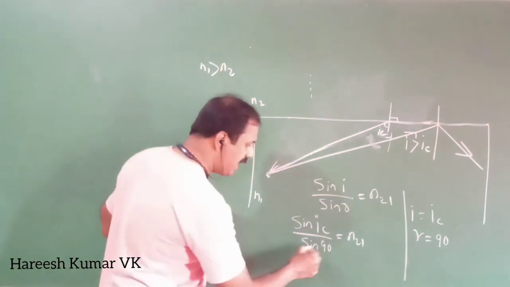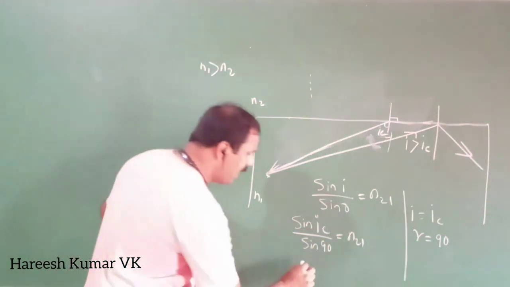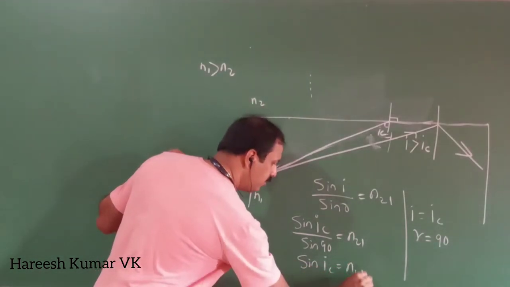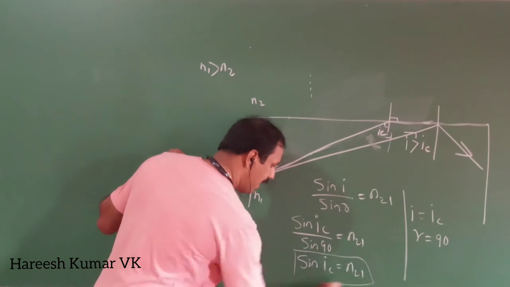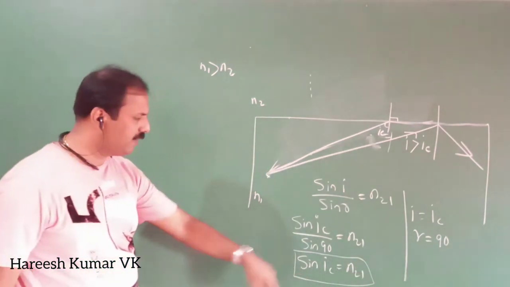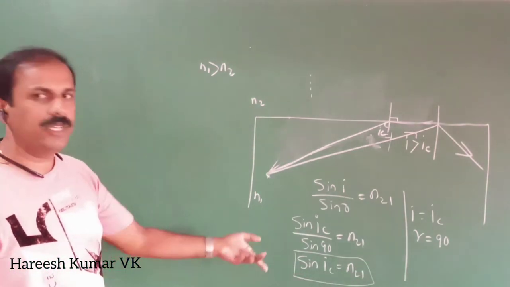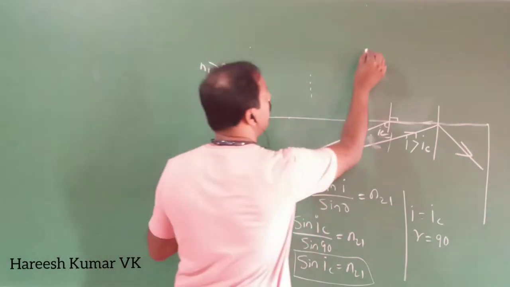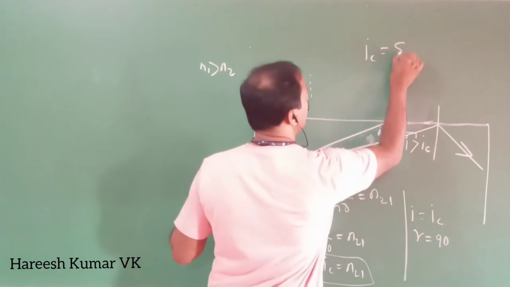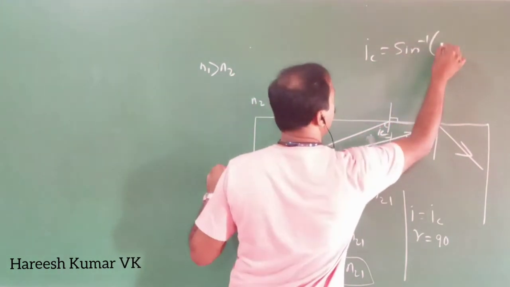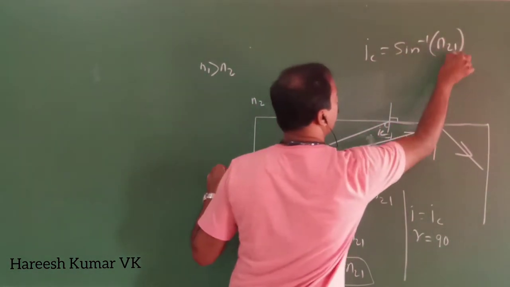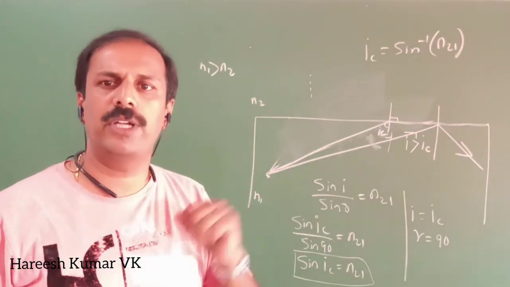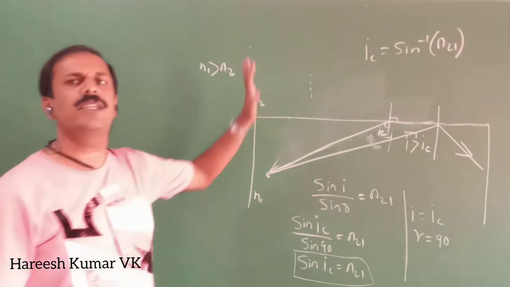Or this sin 90 is 1, or we can write sin IC is equal to n21. So using this equation, sin IC is equal to n21, you can find out the critical angle. How can you find it? Just the opposite of that: IC will be equal to sin inverse of n21. If you take that, you will get the critical angle for a particular medium. So this is the theoretical part.